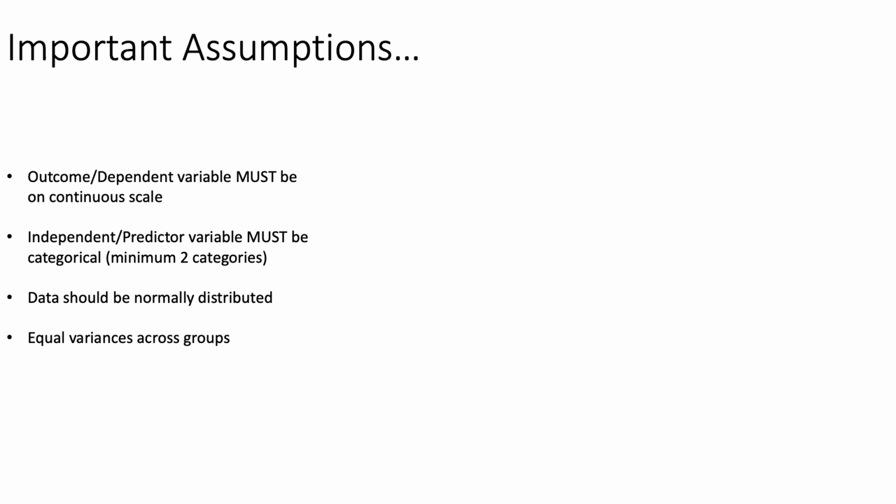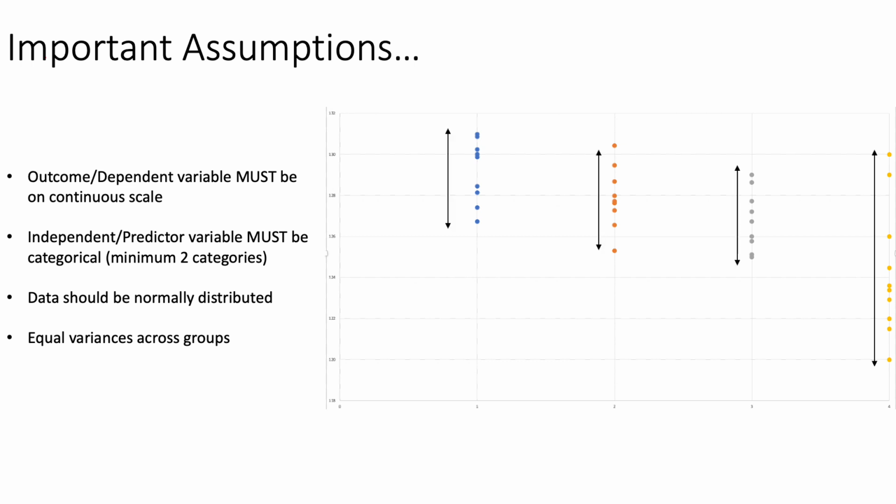I wanted to mention some assumptions of this ANOVA test. The outcome must be a continuous variable. The independent variable must have more than 2 categories or equal to 2 categories. The data should be normally distributed, and there should be equal variances across the groups. What do I mean by that? So I have changed some points in the plot, and now if you see, the variance of group D, those yellow points, is way too large compared to groups A, B, C. In the previous slides, we had roughly equal variances across A, B, C, D.